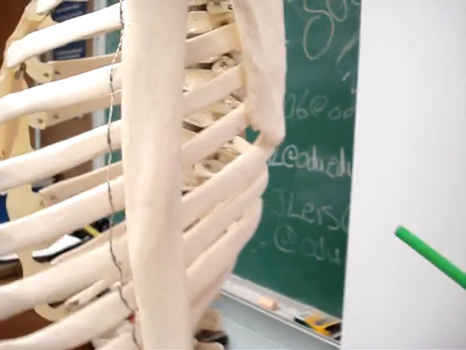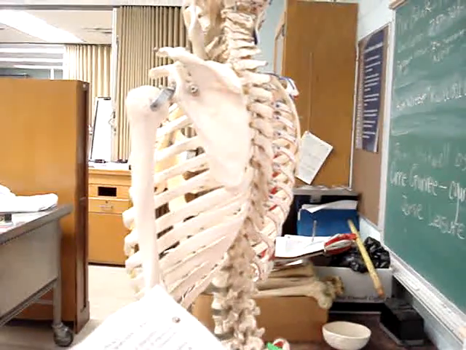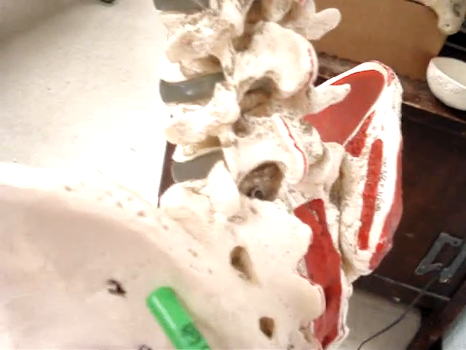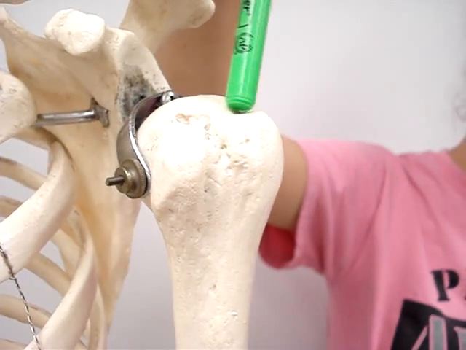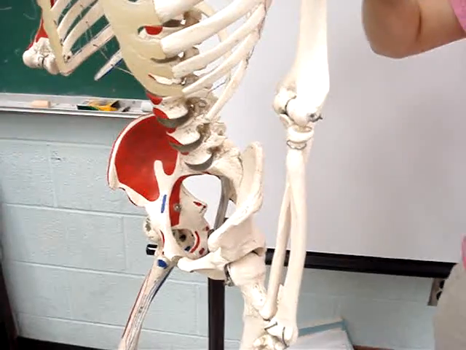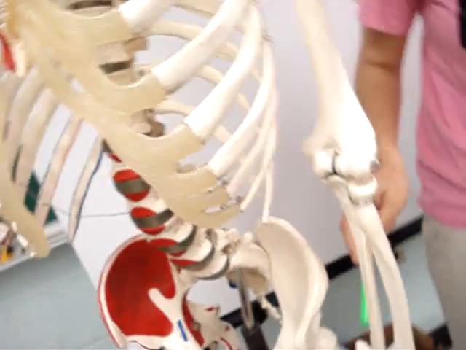Latissimus dorsi originates on thoracic 7 through lumbar 5 vertebrae, the sacrum, and the iliac crest, and it inserts on the groove in between the lesser and greater tubercle of the humerus. So the groove right there. The brachialis originates on the shaft of the humerus and inserts on the coracoid process of the scapula.